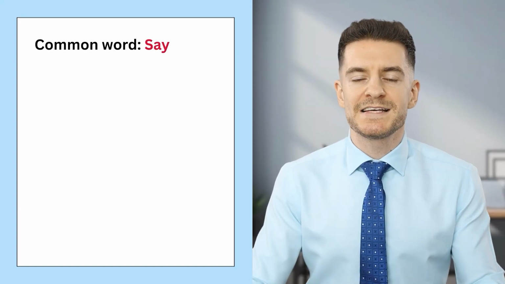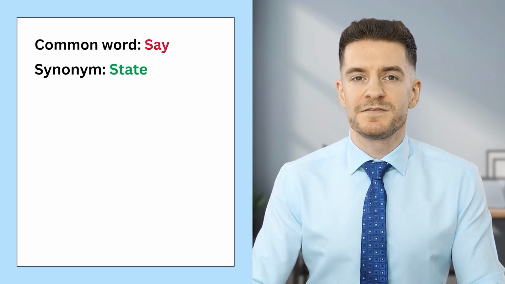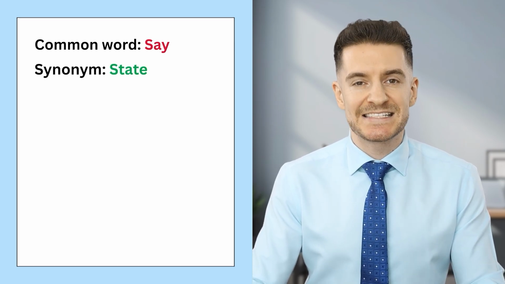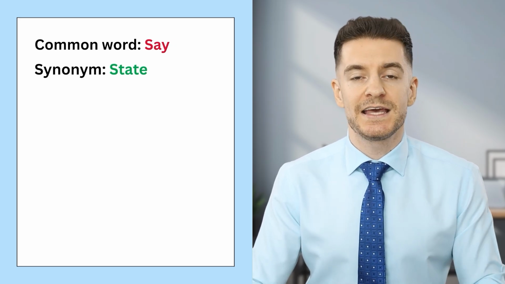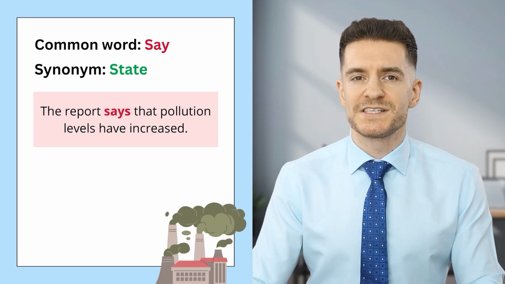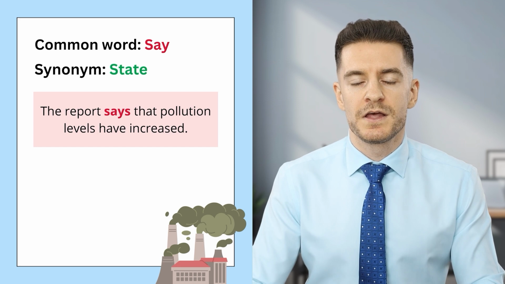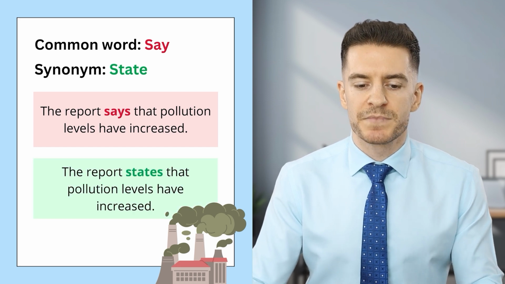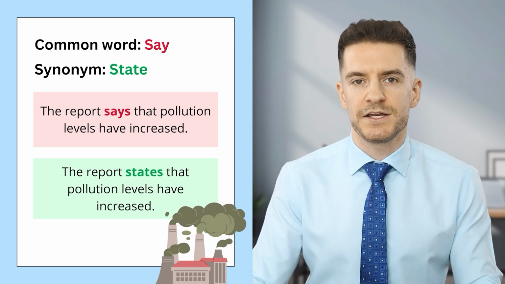Word number 4 is say, another very, very common word. Instead of saying say, you could say state. State means to express something clearly in speaking or writing. So for example, the report says that pollution levels have increased. Okay, fair enough. Well, instead, we could say the report states that pollution levels have increased.